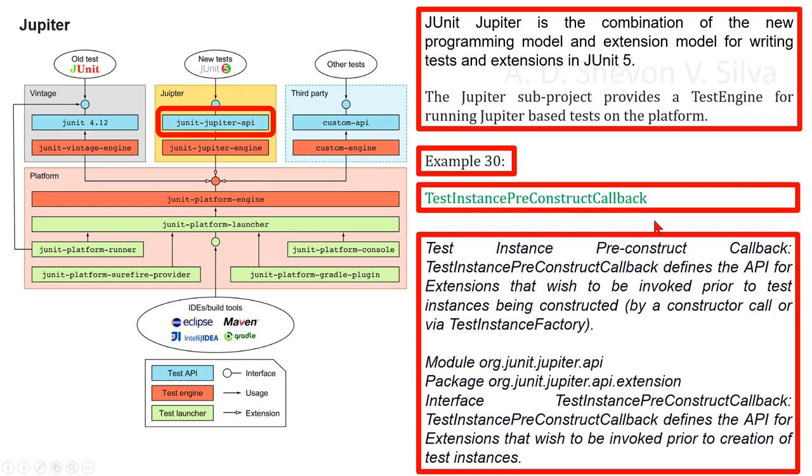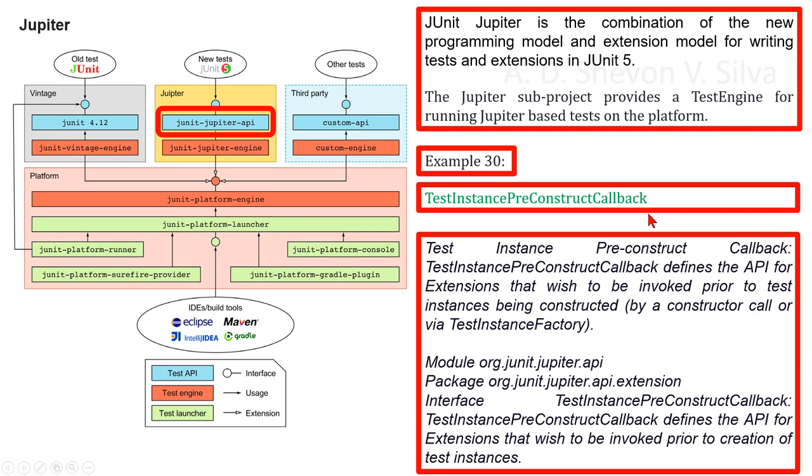Now we are considering the test instance pre-construct callback. Test instance pre-construct callback defines the API for extensions that wish to be invoked prior to the test instances being constructed by a constructor call or via a test instance factory.